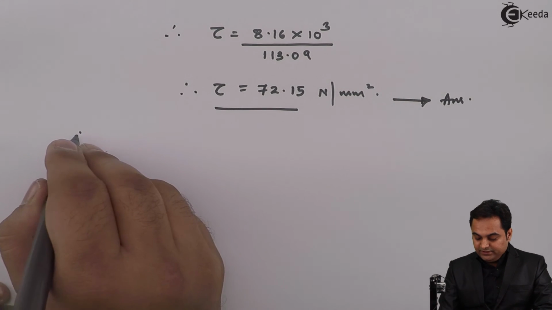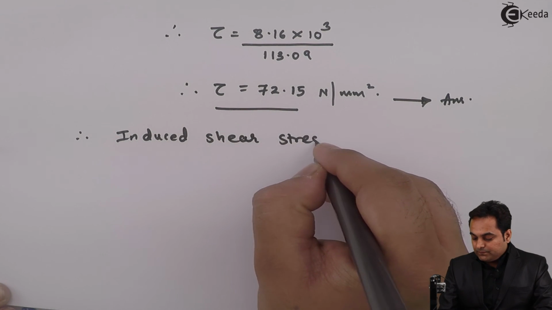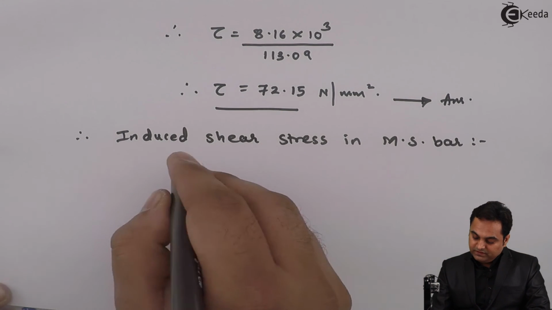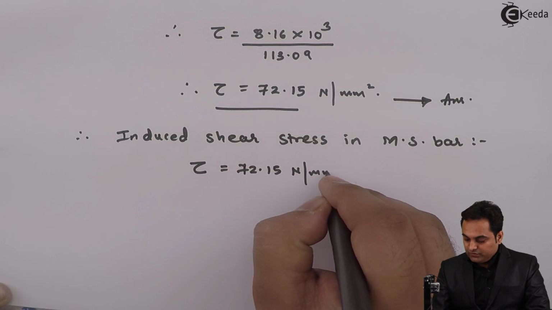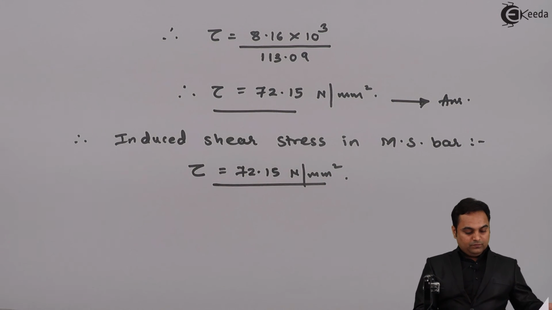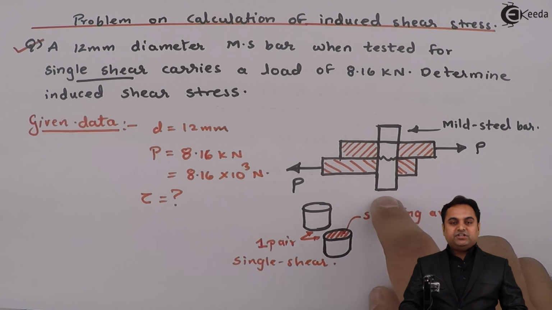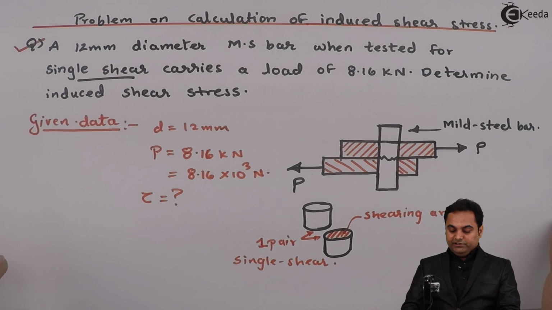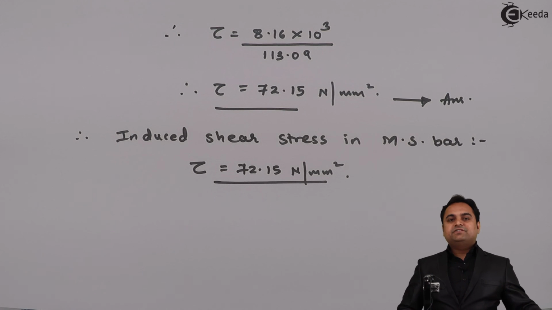So here I can say that therefore induced shear stress in MS bar, that is tau, is equal to 72.15 Newton per mm square. So here in this problem, the question was to calculate how much is the shear stress induced in this mild steel bar when it is subjected to shear force, and that stress value we have calculated, it comes out to be 72.15 Newton per mm square, and with this we complete the problem.